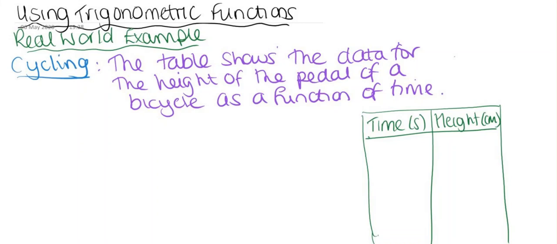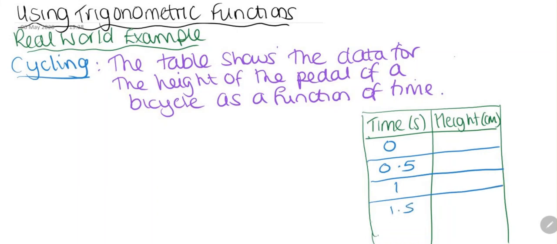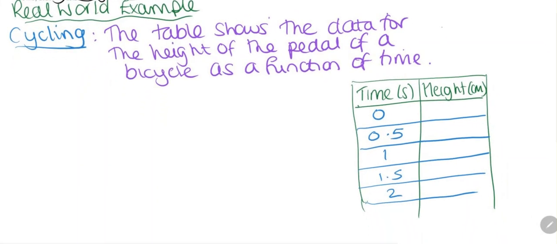So I'm going to put the information in the table. It says make a table showing the height of a bicycle pedal at 0, 0.5 seconds, 1, 1.5, 2, 2.5, and 3 seconds.